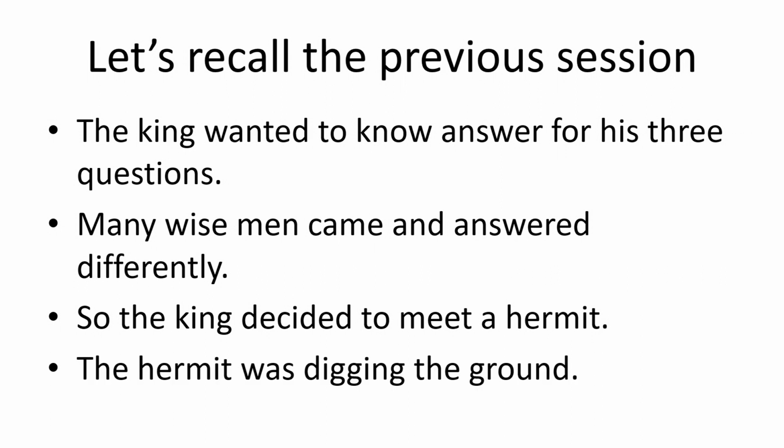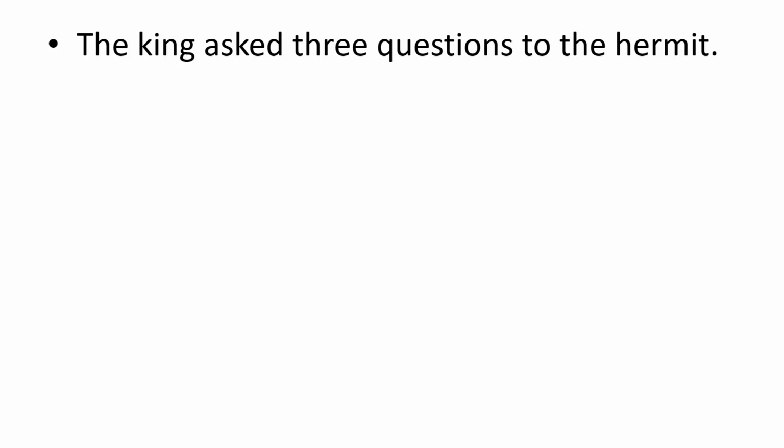Next, the hermit was digging the ground. Where was the hermit living? He was living in a small hut. The hermit was digging the ground. Next, the king asked 3 questions to the hermit. He repeated the questions. What is the right time to begin something? Who should a king listen to? What is the most important thing for a king to do?